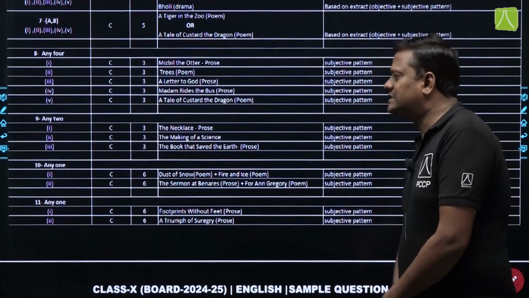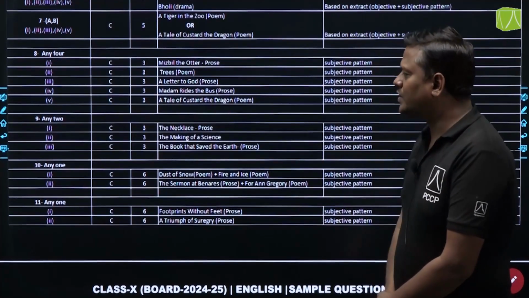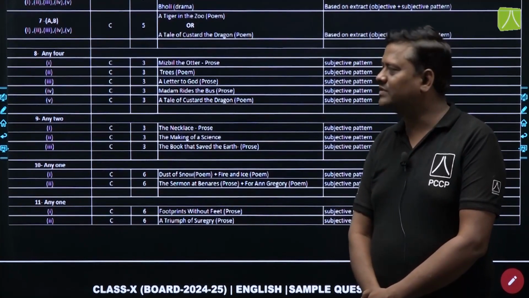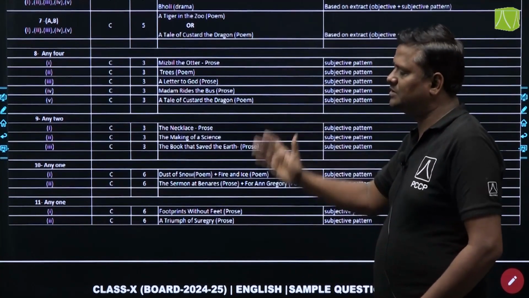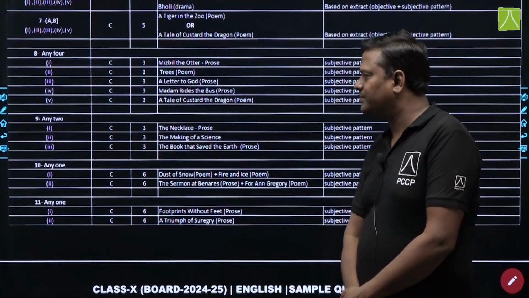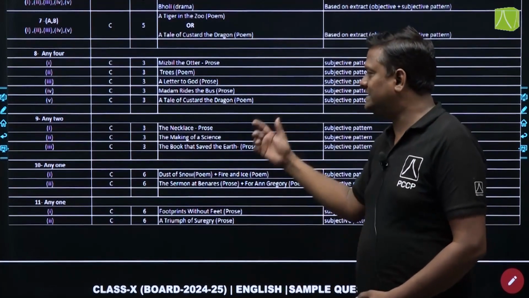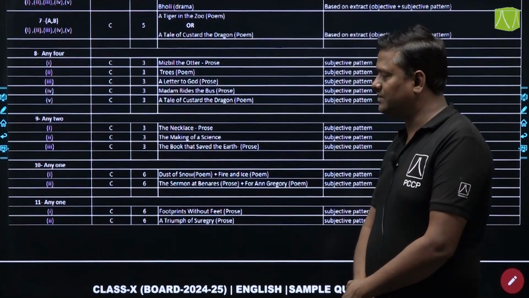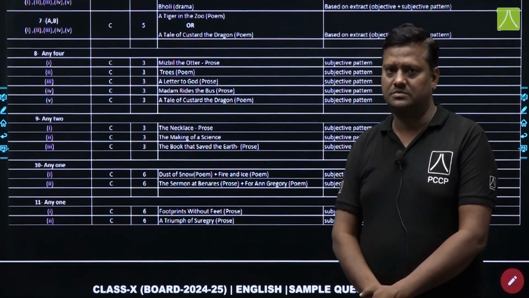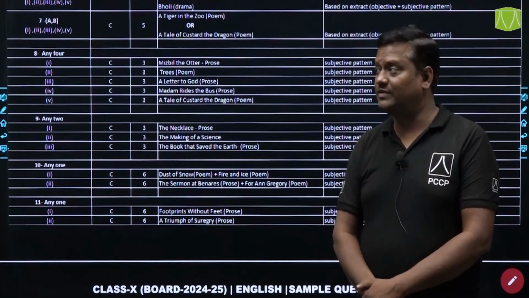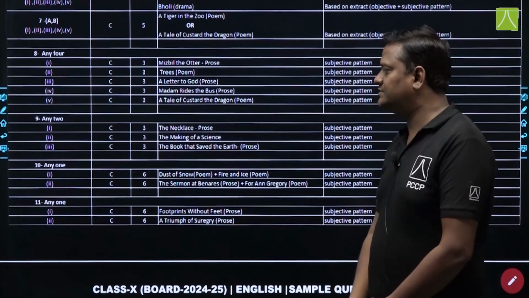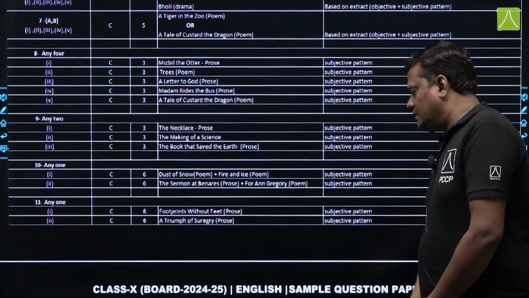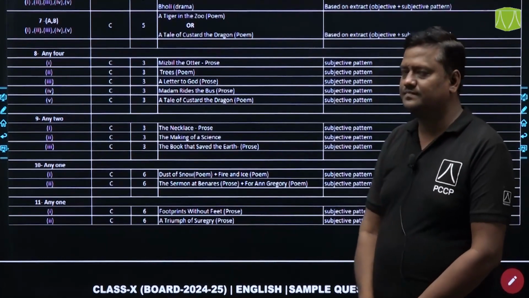So this is the overall format of the paper with distribution of marks. The marks scheme will be the same, and the division of chapters, division of books, division of grammar, writing section or reading comprehension will be as we have seen. So this is a very simple format.